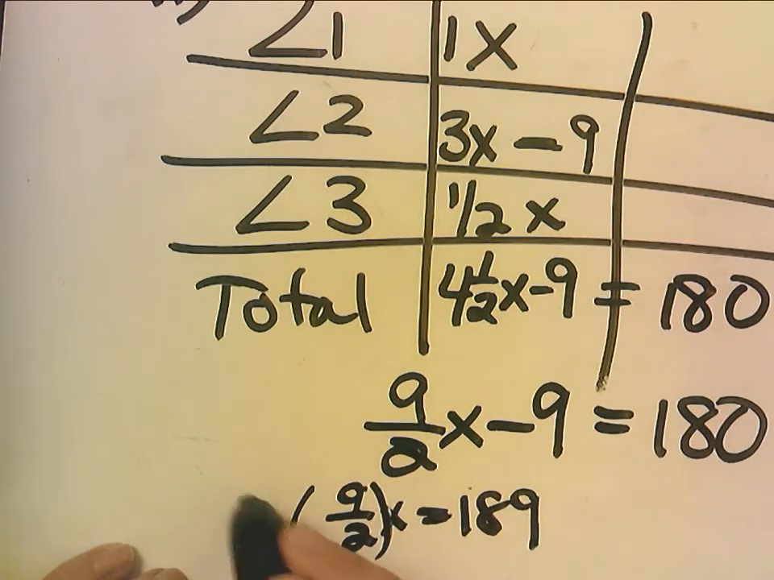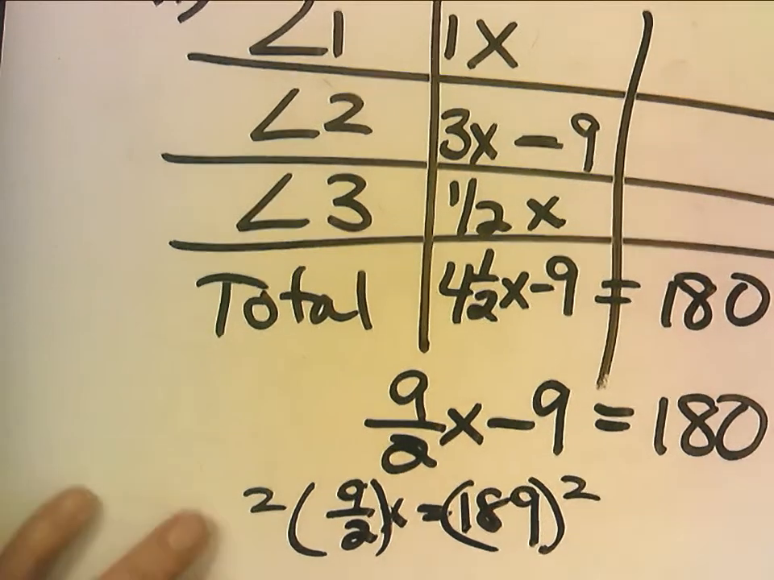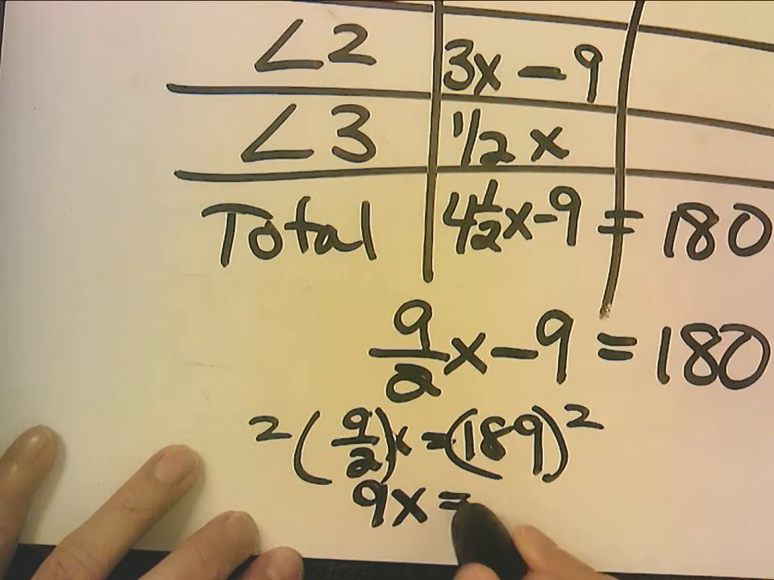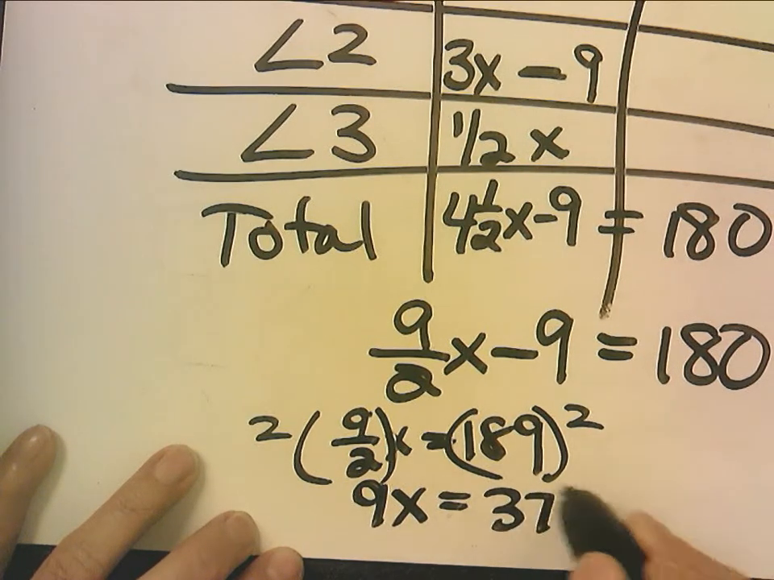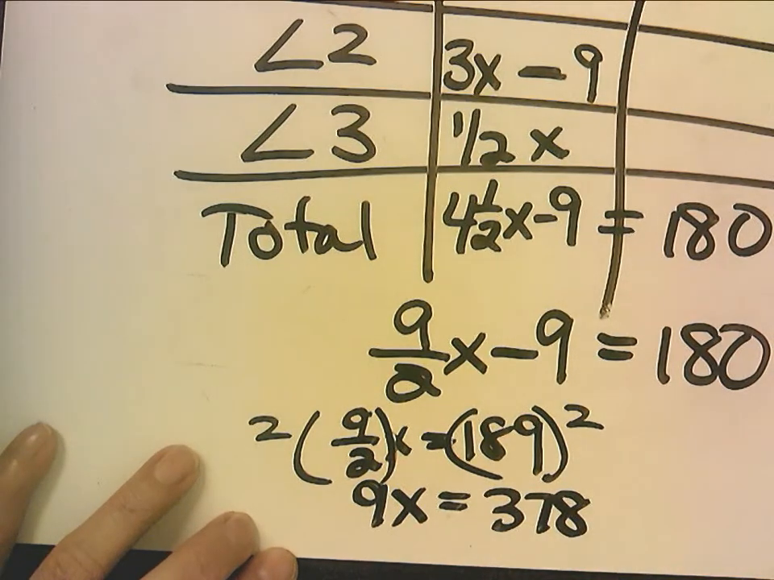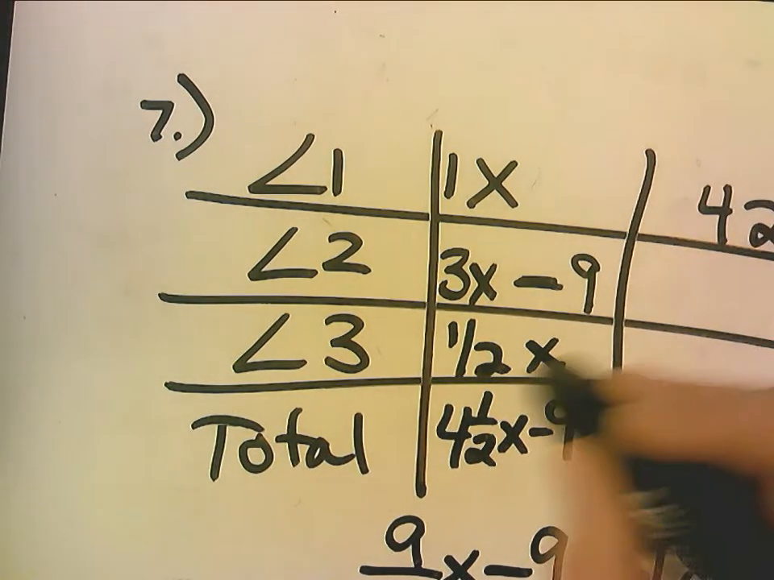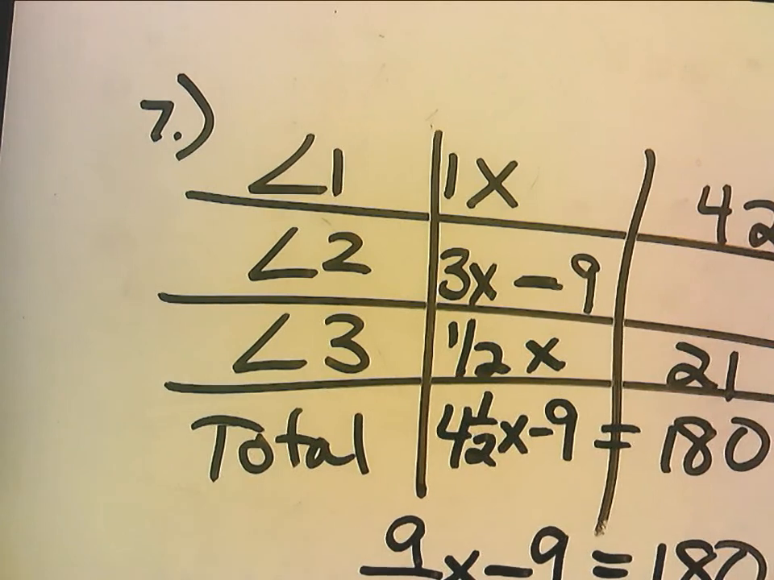Now I'm going to multiply both sides by 2 because I want to get rid of that nasty little fraction. So this becomes 9x equals 378. Now I just have to divide both sides by 9, and that happens to be 42. So if x is 42, half of that is 21. And 3 times 42 is 126, and 126 minus 9 is 117. And let's see if this adds up. And look, it does. It adds up to 180.